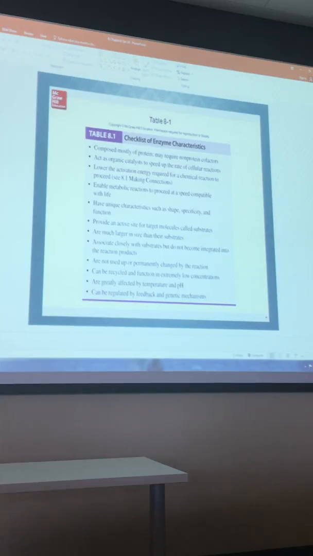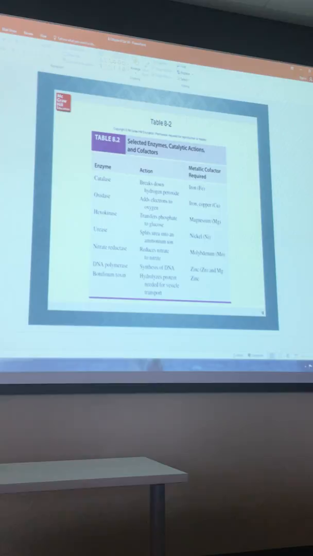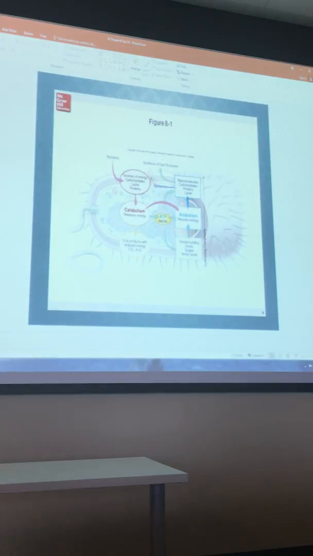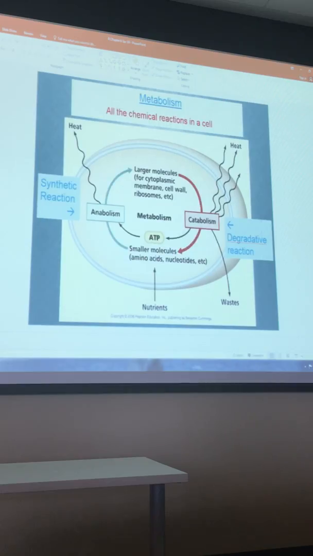Where's that one? Know these enzymes, catalase, oxidase, hexokinase. I've got a couple of questions of talking about different enzymes. You come back up here, kind of know the definition of anabolic, catabolic reactions. Here they are, too. There's where actually the definitions are. But know those.